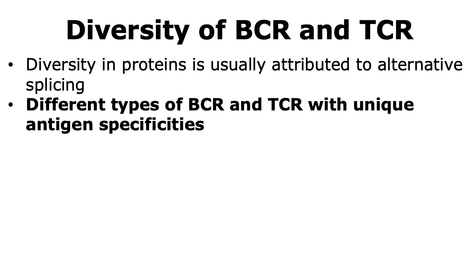When we look at the B-cell receptor and the T-cell receptor proteins, there are different types of B-cell receptors and T-cell receptors that have unique antigen specificities. When we try to quantify how many B-cell receptors and T-cell receptors are able to bind to unique antigens, we have more than 10 to the 11 BCRs and TCRs. That is a huge amount of diversity.